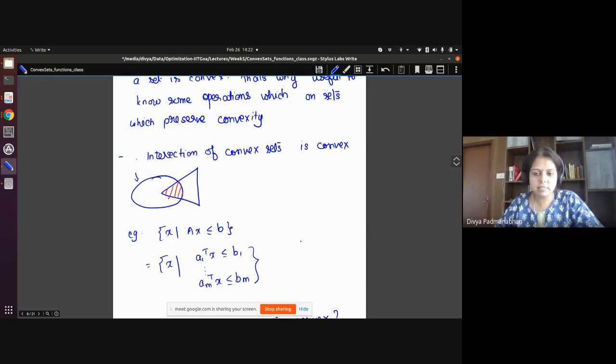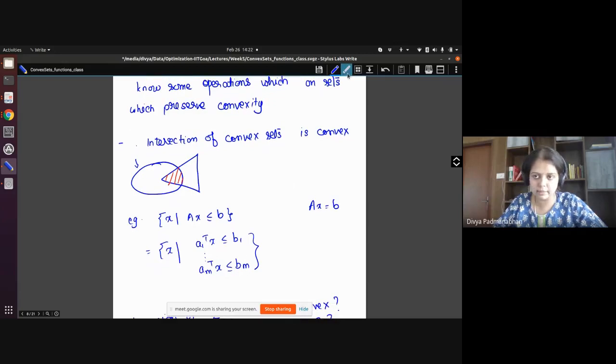We have seen things like ax equal to b, right? So this is a system of equations. What we are saying is not ax equal to b, it's ax less than or equal to b. So an intersection of m half spaces. That is a convex set.